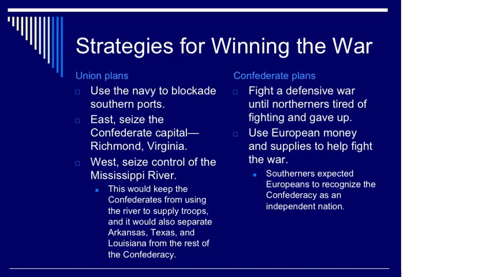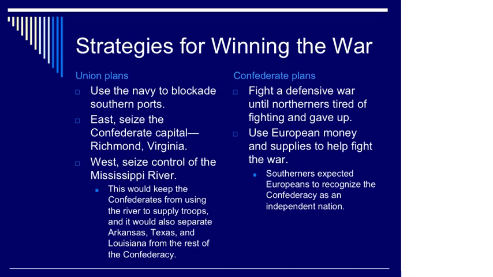And the basic strategies. Each side has a strategy to win the war. The Union's strategy is to, let's just look over at this picture when we'll talk about the Union strategy in a minute. I'll go ahead and start talking about the Southern strategy first. As I said before, they're fighting a defensive war. They just have to get the North so tired of fighting the war that they give up.